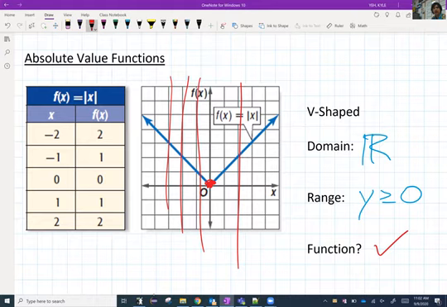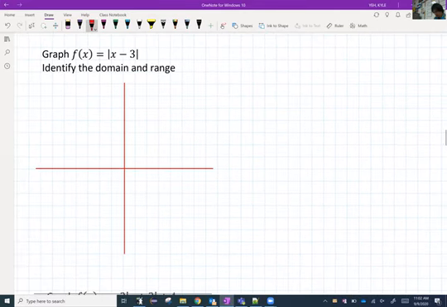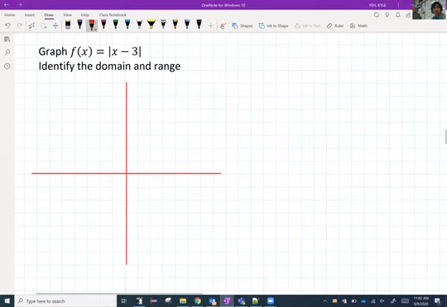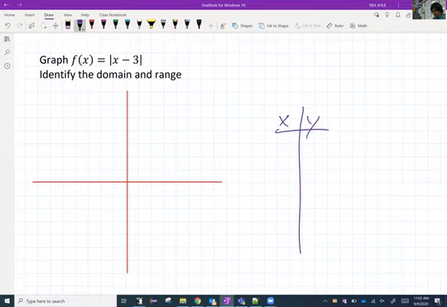Okay. Let's try one from scratch. So right here, we've got absolute value of x minus 3, and I want to graph it and find the domain and range. I need a table. But to know where I want to center my table, I need to know the rebound point. Here's how we do that.